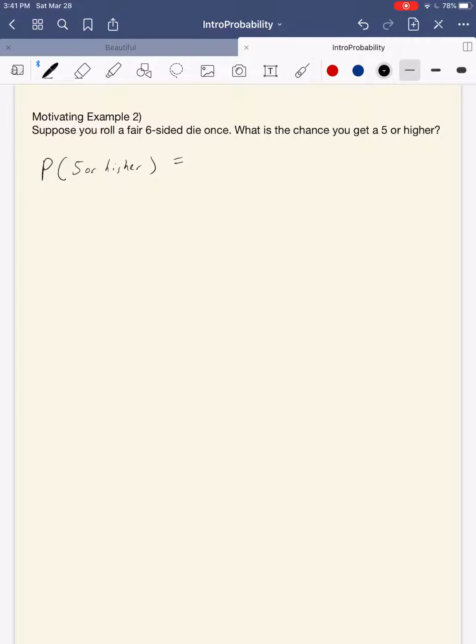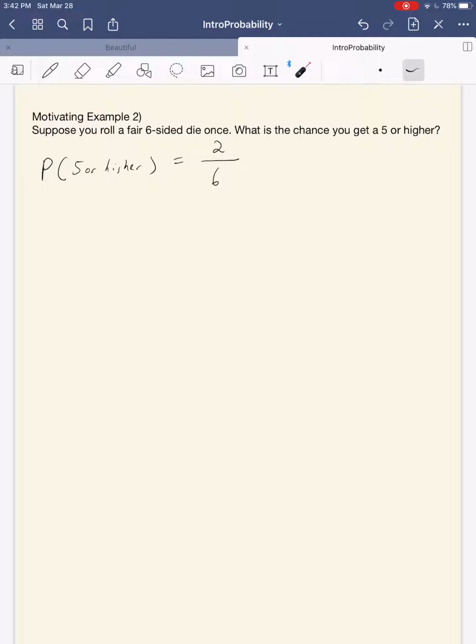So what would this be here? Well, we want to think about it as a fraction. When you roll that dice, it's got 6 sides, so there's 6 different outcomes that we'd expect: 1, 2, 3, 4, 5, and 6. So it's going to be out of 6. How many give us what we want? Well, we want to get a 5 or higher, so a 5 will do it or a 6 will do it. So there's 2 things that give us what we want, so we would say that the probability of getting a 5 or higher is 2 out of 6.